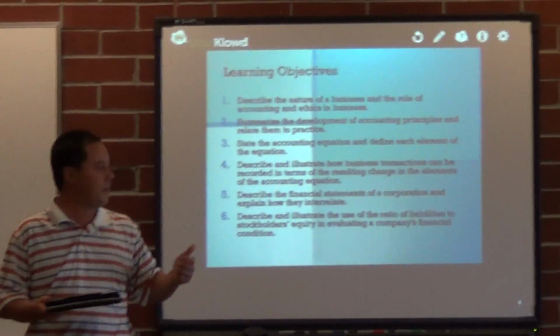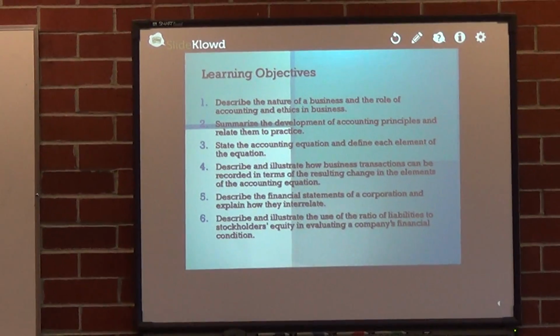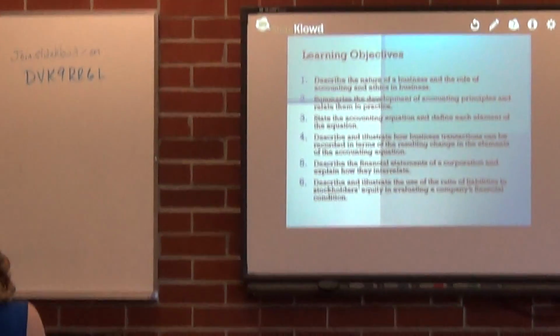These are the 6 that we're going to talk about. Hopefully we get through all of them. We're going to describe the nature of a business and the role of accounting and ethics in business. We'll talk a little bit about that, what that all means.